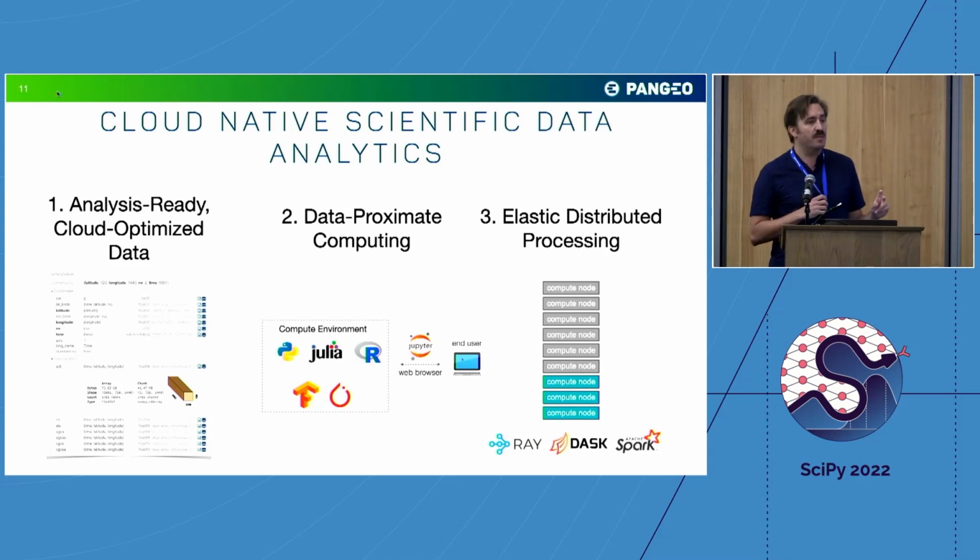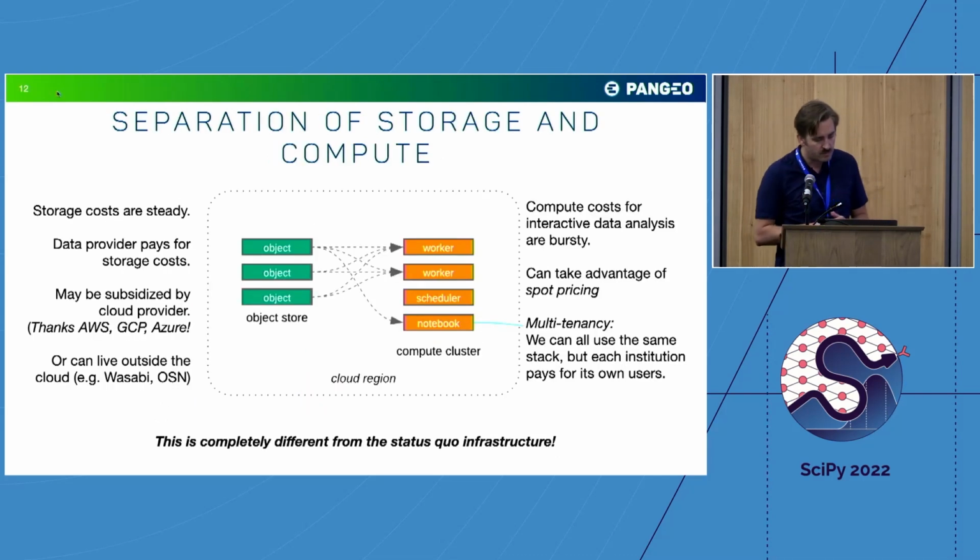Two is data-proximate computing. We've heard a lot about Jupyter already today, and I think for a lot of scientists, just having a Jupyter notebook sitting next to your data gets you 90% of the way there for so many workflows. That's such a powerful and simple paradigm for working with big data. And finally, if you have really big data, you want some sort of elastic, scalable, distributed processing that you can deploy to scale out your analysis. All of these elements are readily available in a commercial cloud environment.